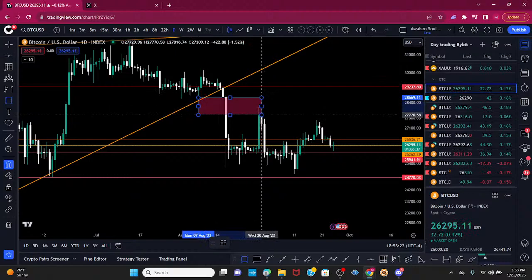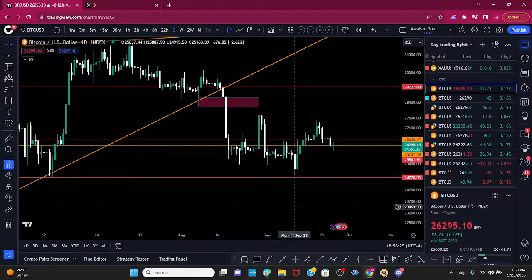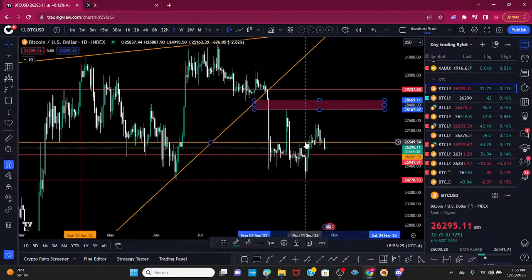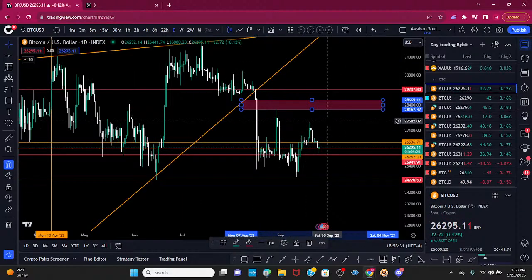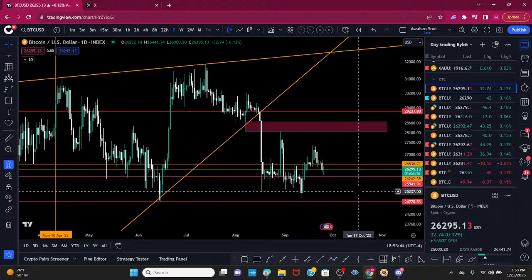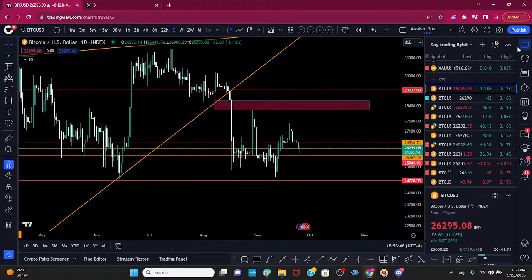From here to here, we have a gap. So this is the imbalance where the market makers have to come back to balance the books. So big possibility there. So we're in the daily.